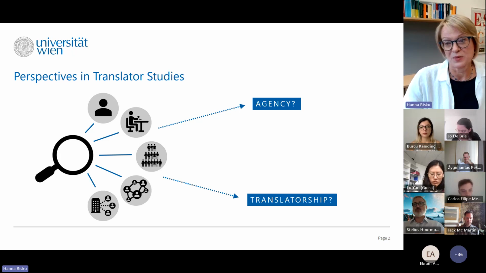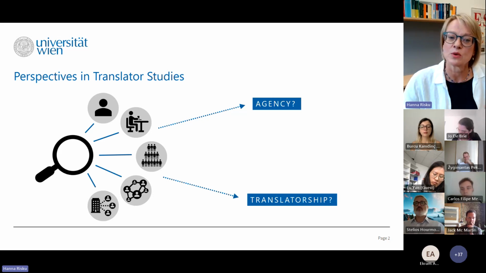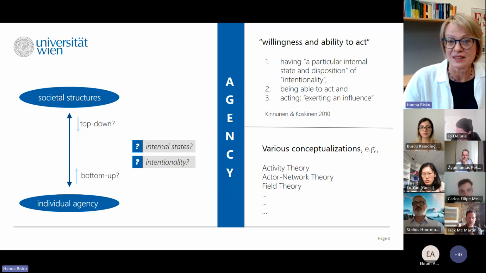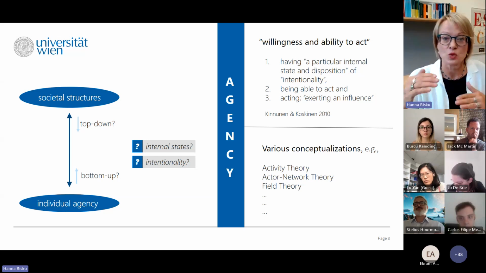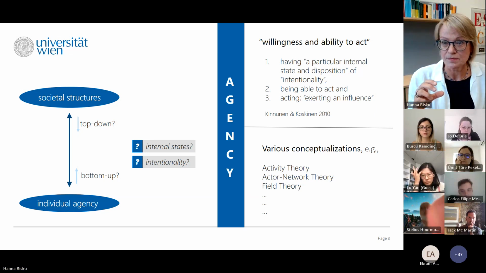And I'm happy to hear whether there are other concepts in your PhD projects that you might want to rethink or specify depending on how narrow or broad you define the object of your research. Agency, of course, is one of the main concepts in current sociology. There's an age-old discussion in sociology on how agency could be defined, especially concerning the question of where it can be located in this spectrum between individuals and structure or society.